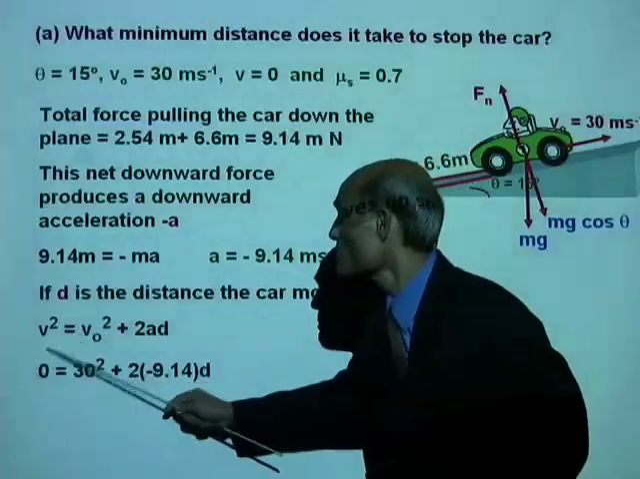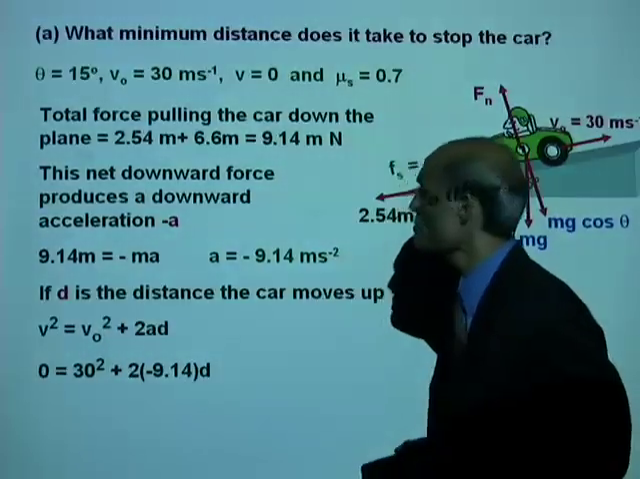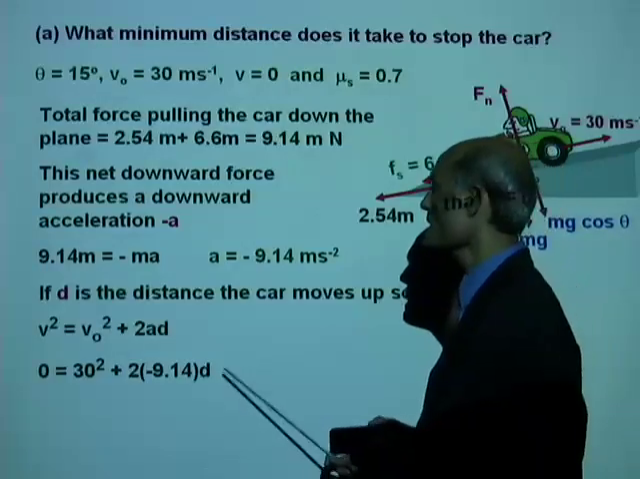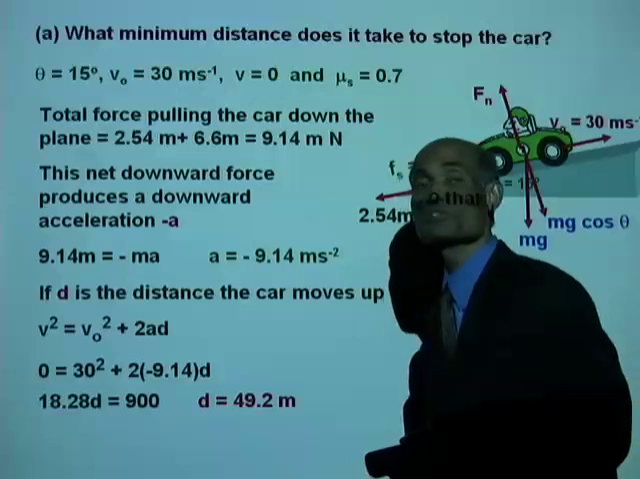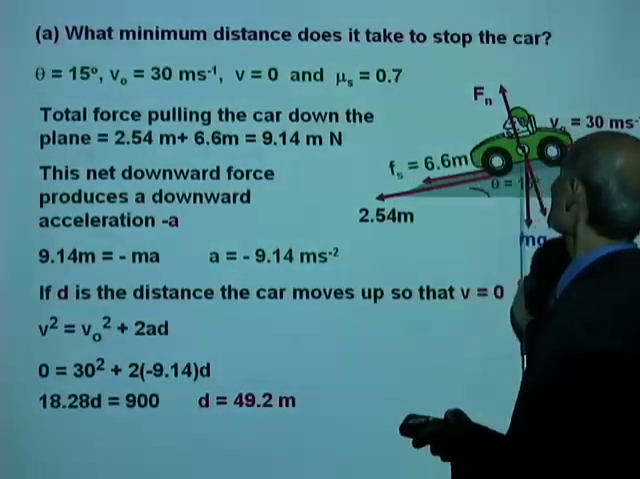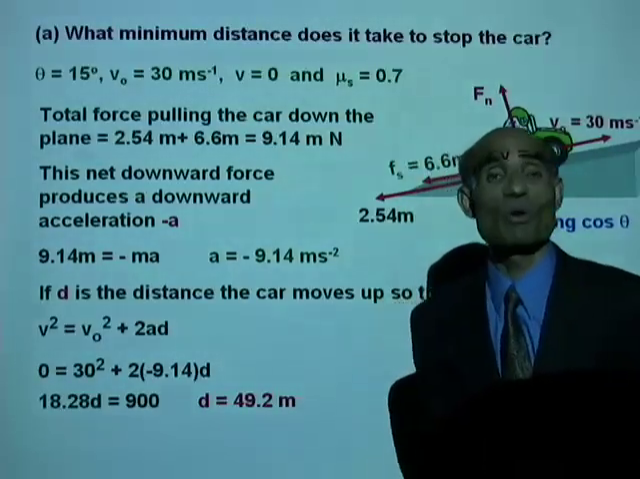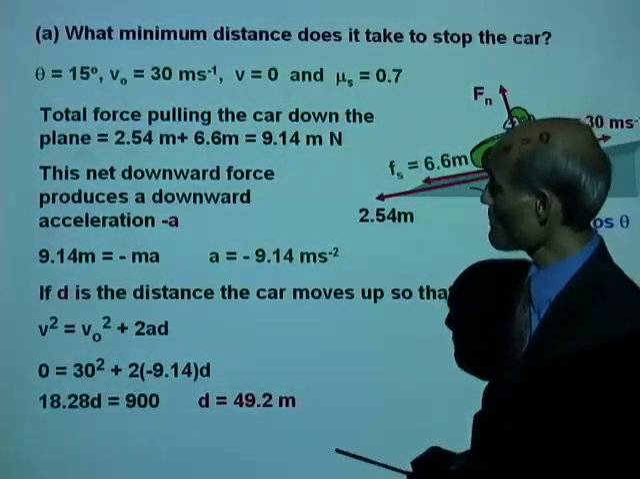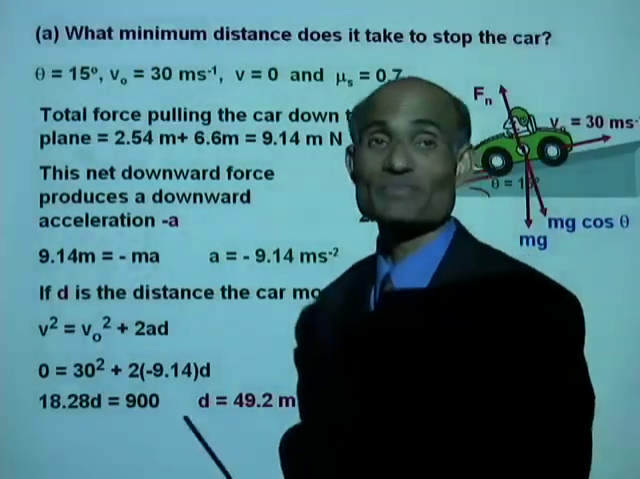So, 0 equal to 30 squared plus 2 times negative 9.14 d. And solving for d gives you d equal to 49.2 meter. The car will come to a stop at a distance of 49.2 meter. Okay, let's now do the B part. What is the B part?